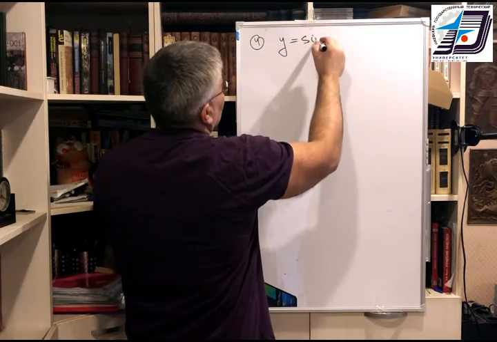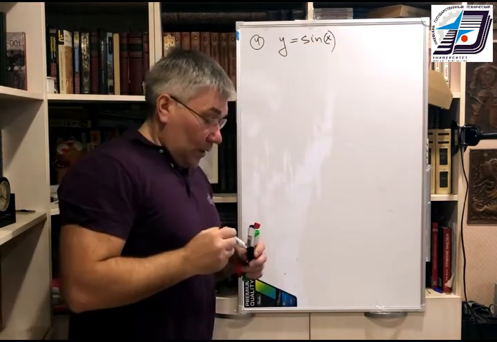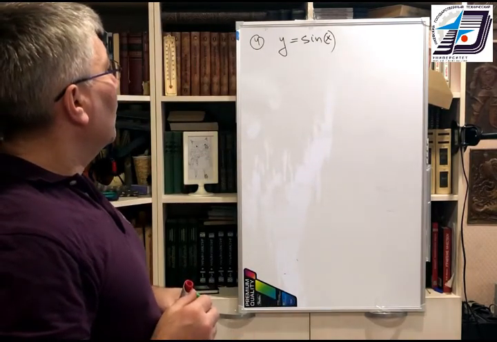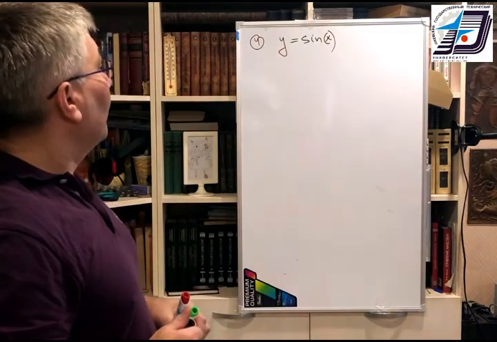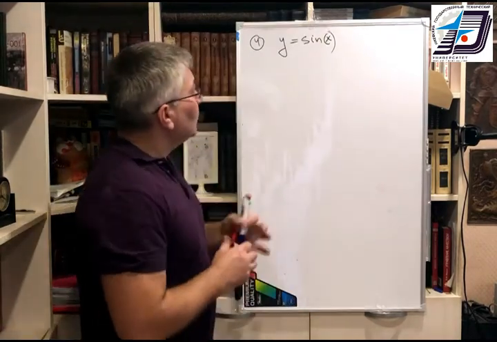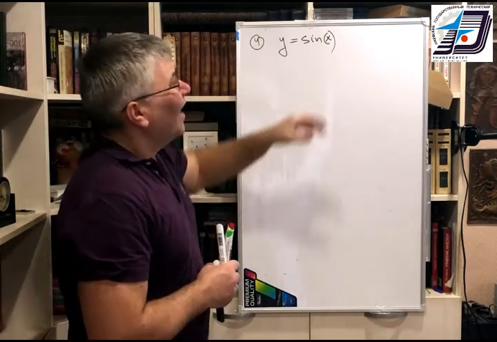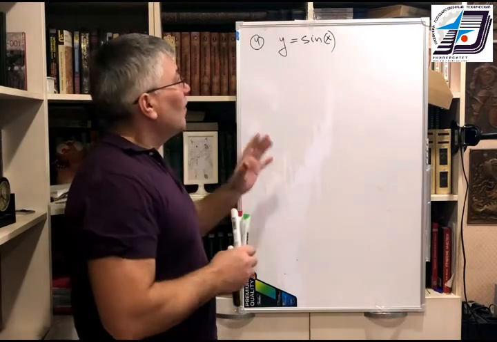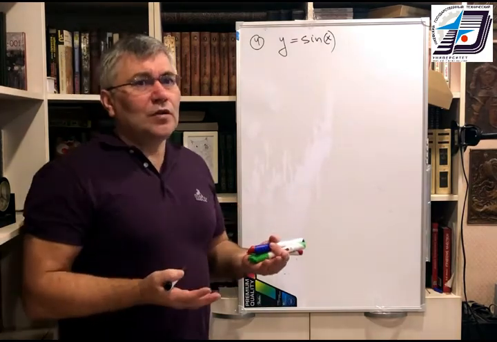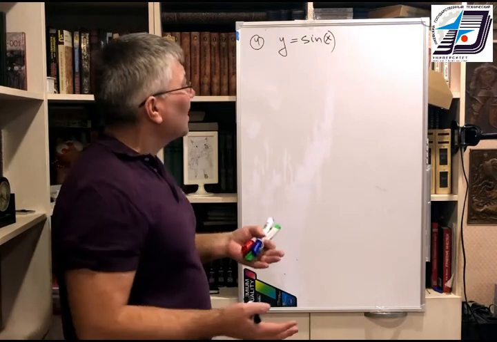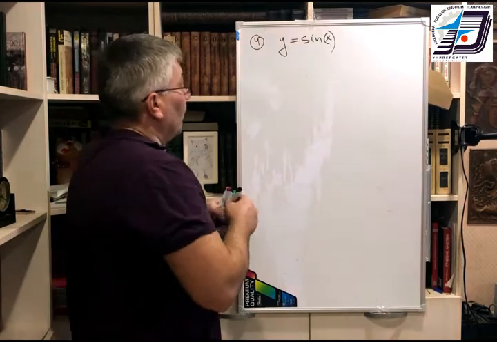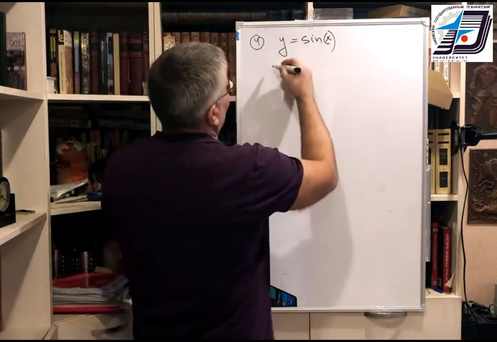y equals sine of x. What do you think? Is it a composite function or just an elementary function? We can notice here a trigonometric function, and it makes us think that maybe it's a composite function because we can't calculate it elementarily. We have to use some calculator. But this is a very elementary function, because we have just one operation.